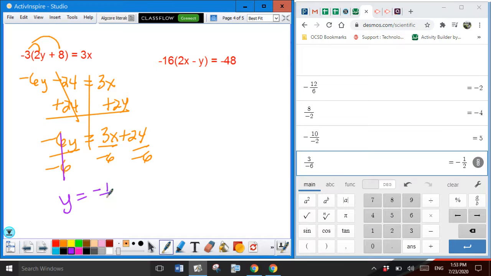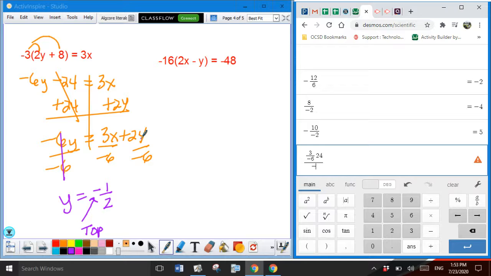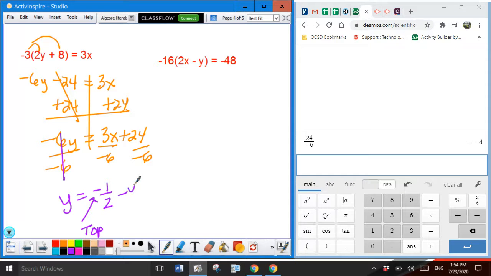So 3 divided by negative 6. Fraction. That's negative 1/2. Now, notice how the negative goes to the top. We're not going to write it on the side. We're going to write it on the top because that's going to help us know whether or not our line is going to go up or down. And 24 divided by negative 6 gives me a minus 4.